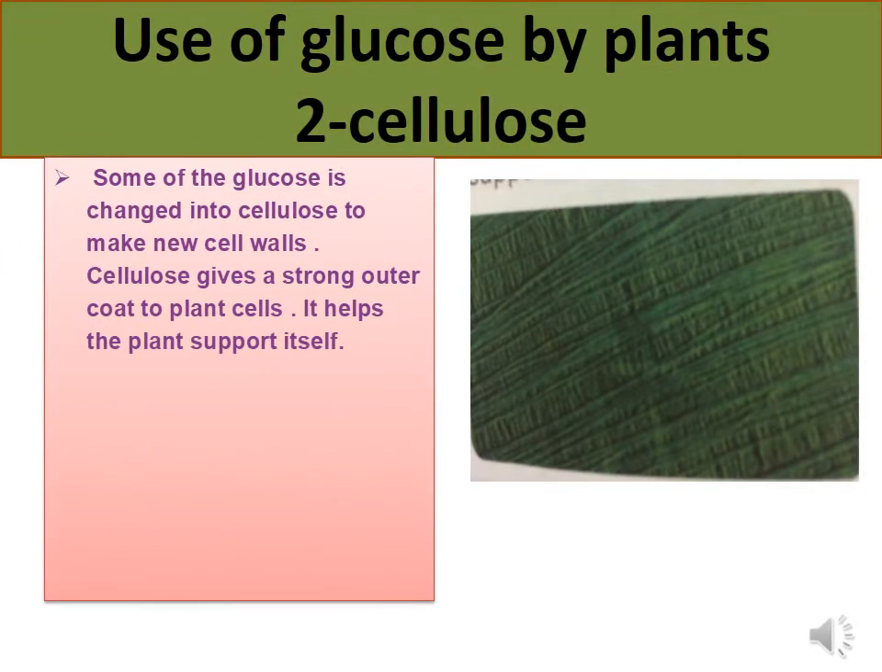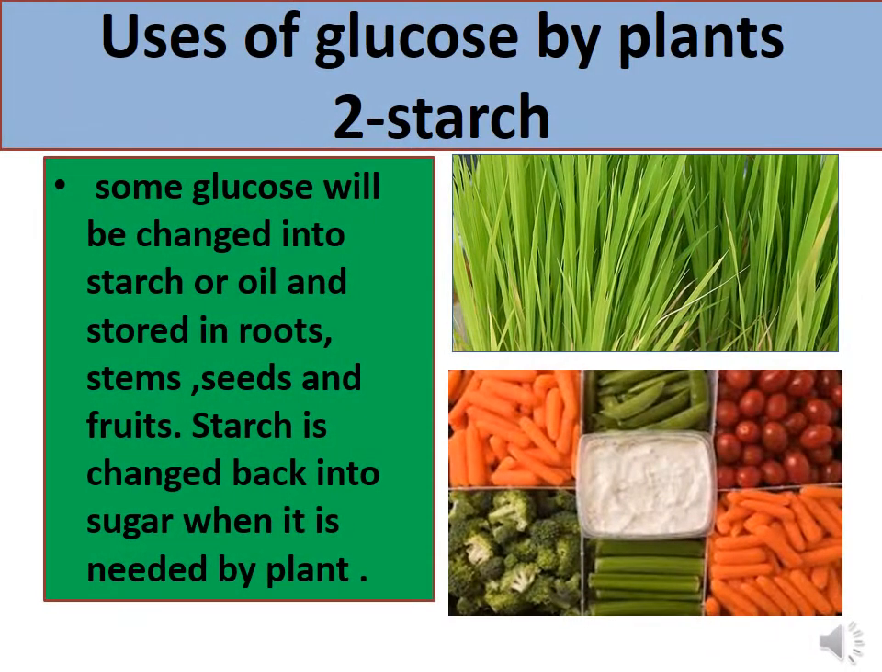Some of the glucose is changed into cellulose to make new cell walls. Cellulose gives a strong outer coat to plant cells. It helps the plant support itself. Some glucose will be changed into starch or oil and stored in root stems, seeds and fruits. Starch is changed back into sugar when it is needed by plant.